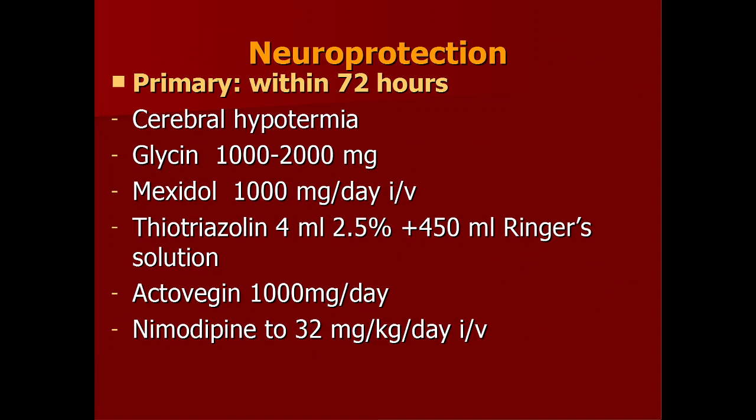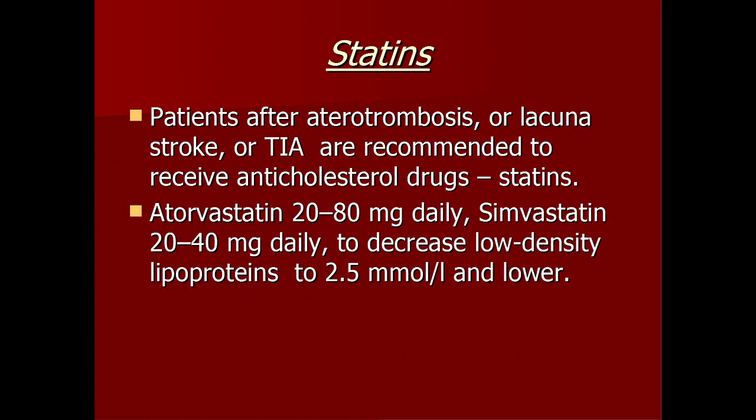Neuroprotection, primarily within 72 hours to save the zone of semi-shadow where the neurons are not dead, yet we are trying to save them, includes cerebral hypothermia if possible, glycine 1 to 2 grams, Maxidol 1 gram daily intravenously, tetrazoline 4 milliliters and Ringer's solution or glucose, Activigen, nootropic and vasoactive drug, nimodipine, calcium channel blockers, especially in hemorrhagic strokes, 32 milligrams per kilogram a day, intravenously.